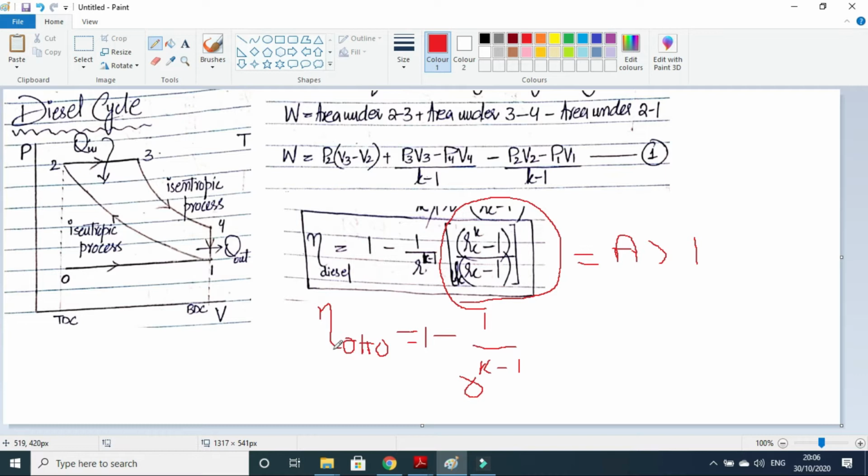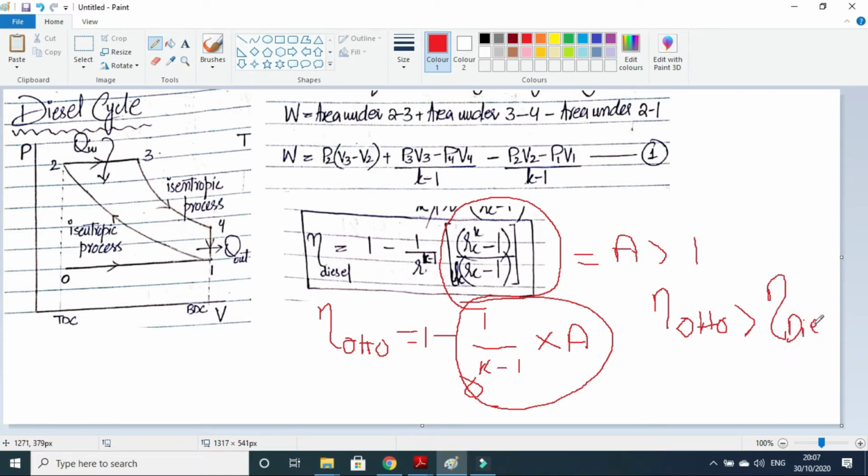So now if we look at the formula of the efficiency of the Otto engine, this is 1 minus 1 upon r to the power k minus 1. Now if I multiply with a factor a, then this value will come out to be larger than the previous value, and if we subtract a larger value from 1, then a smaller value will come out. So we can conclude that for the same values of compression ratio, the efficiency of Otto cycle will be greater than the efficiency of diesel cycle.